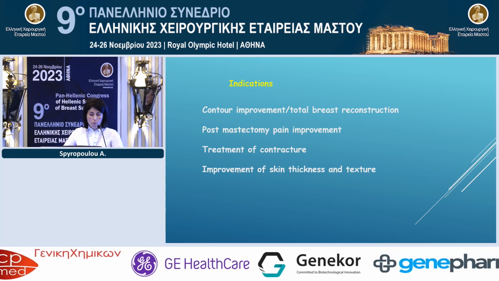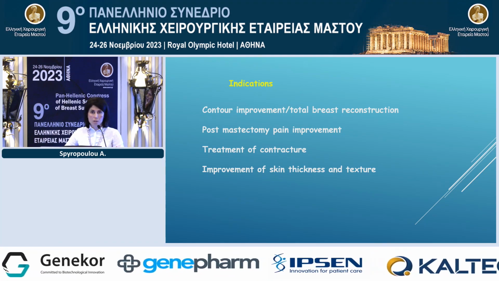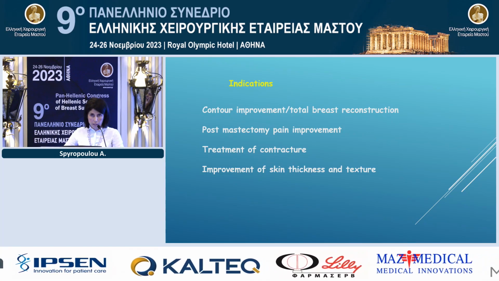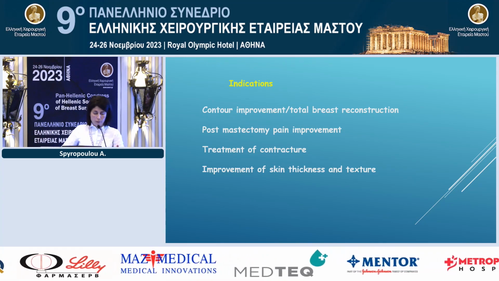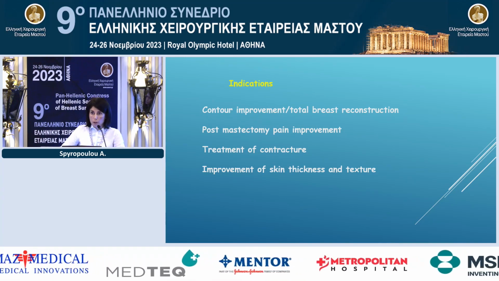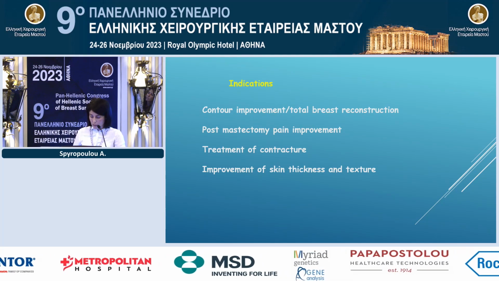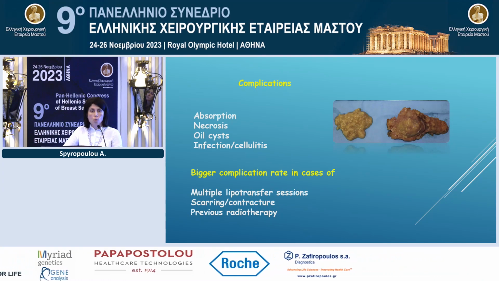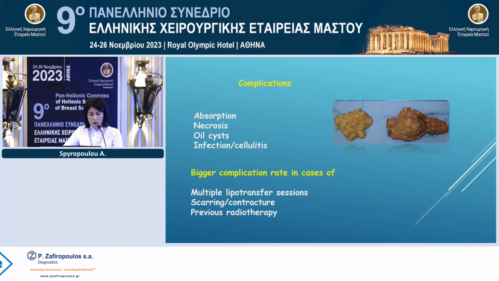We can do contour improvement, and we can improve the post-mastectomy pain because sometimes you can see a Tinel sign. So if you inject fat there, you can improve the Tinel sign, especially under the scar. You can treat reconstruction. You can improve tissue, skin thickness, and texture. The complications that you may see are absorption, necrosis, oil cysts, infection, and cellulitis.